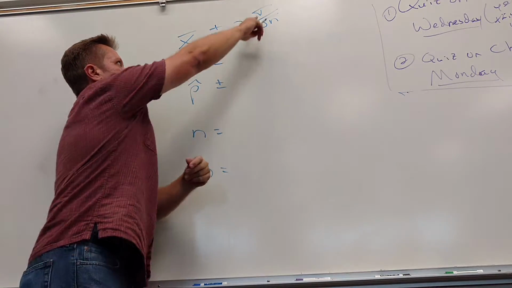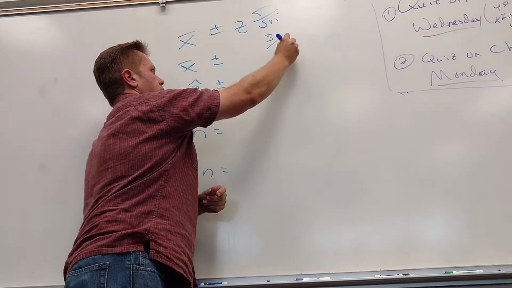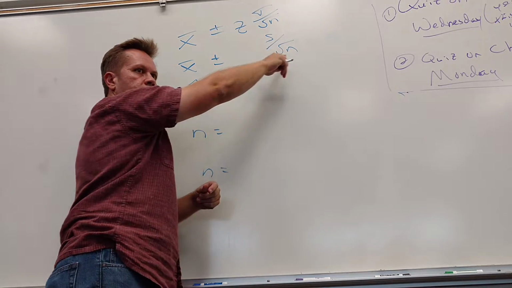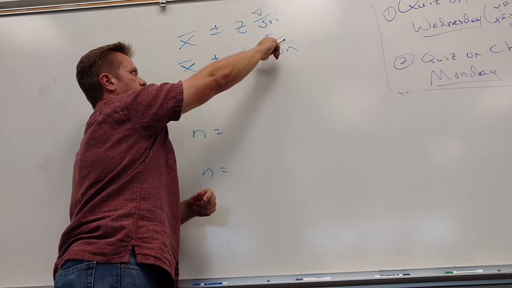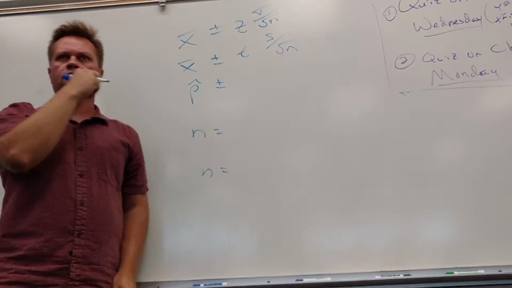So for this one, it's the other situation where I know S. Notice how S is still divided by the square root of n. And what goes in front of it, though? T. Because that's exactly the time I use T, is when I only know S.